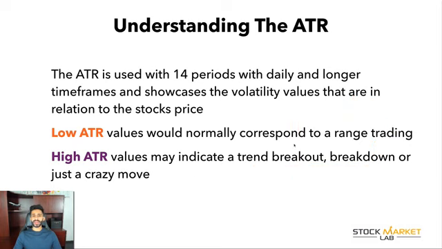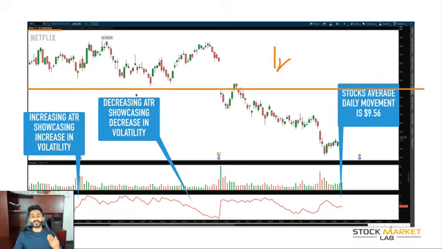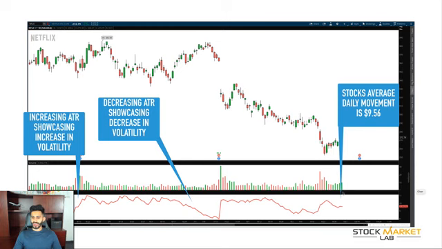So let's look at another example. If you take a look right here, we're looking at stock Netflix. We're looking at a 1 year, 1 day chart. Once again, this represents everything for 1 year. And each candle here, which everyone should be very familiar with by now, represents information for 1 day. Now, let's just jump to the ATR down here. The stock's average daily movement is $9.56.